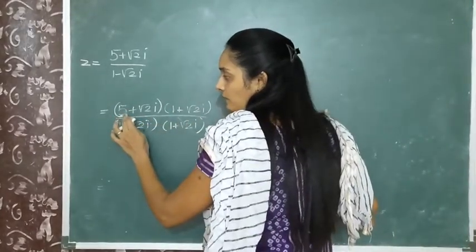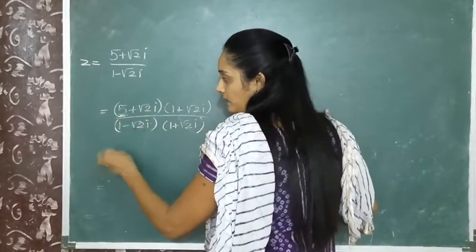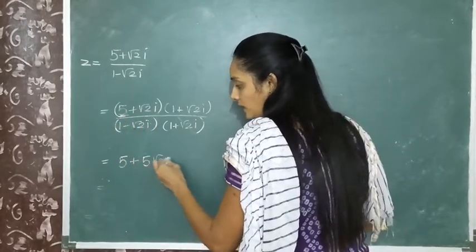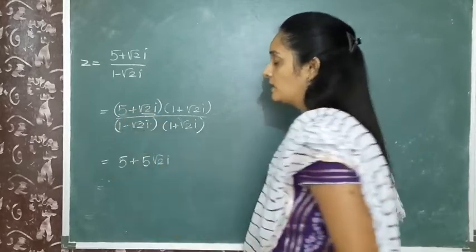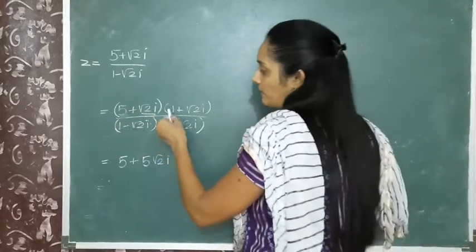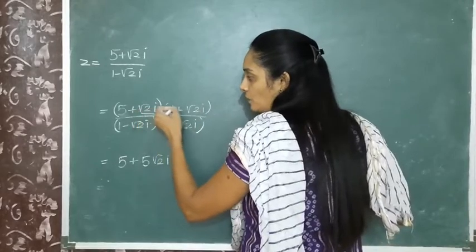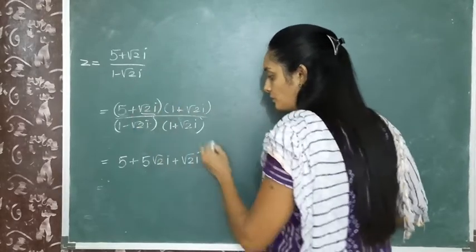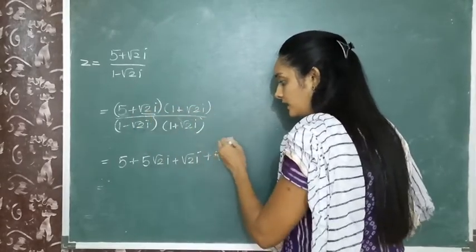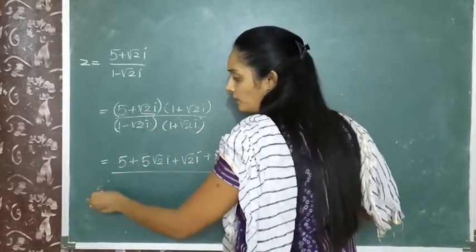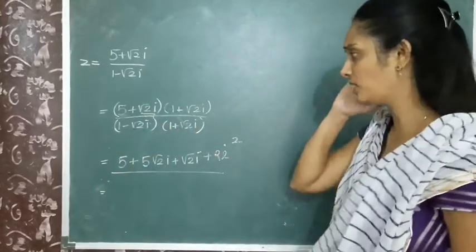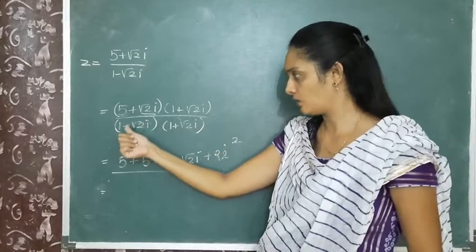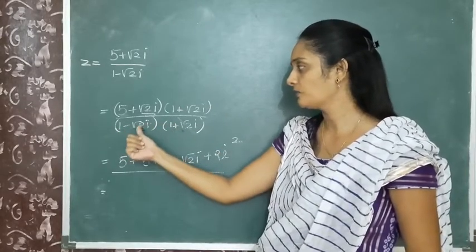First we pick 5, and 5 is multiplied by all terms of the second bracket. So 5 ones are 5, plus 5 root 2i. Now we take the second term of the first bracket and multiply by all terms of the second bracket. So root 2i into 1, plus root 2i, plus root 2 into root 2 is 2, and i into i is i square. In the denominator, if you want to multiply like this, 1 ones are 1, minus root 2i, plus root 2i, minus 2i square.